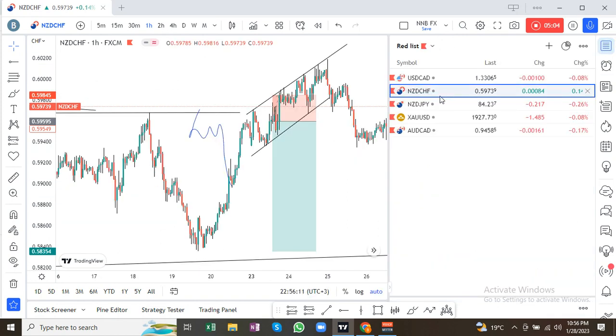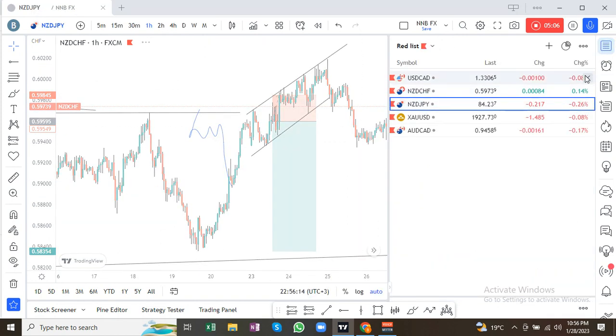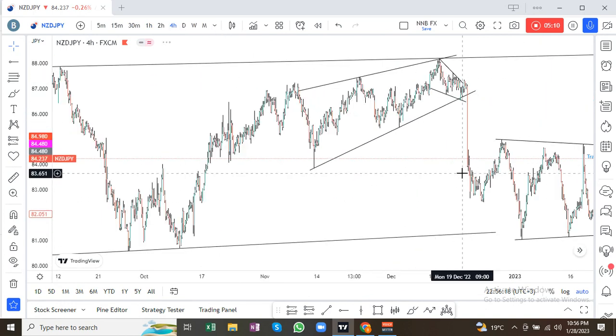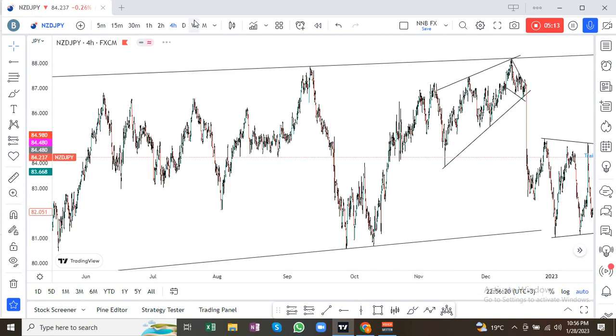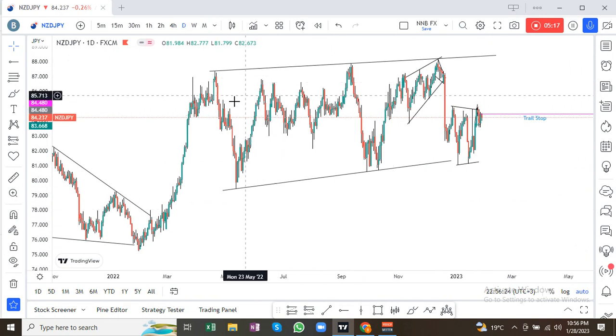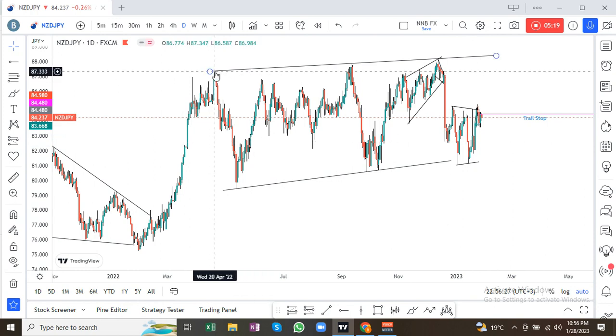So I'll go to the next trade which I took, which was on New Zealand dollar against the Japanese yen. Go up to the higher time frame, go to the daily time frame. You can see on the daily time frame, this was a structure which had been touched three times.